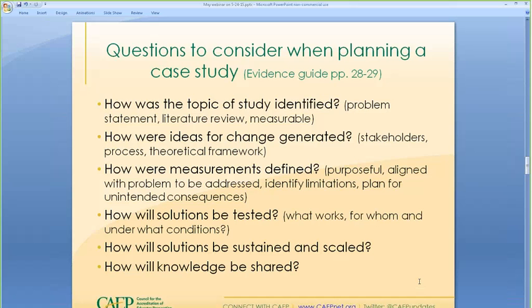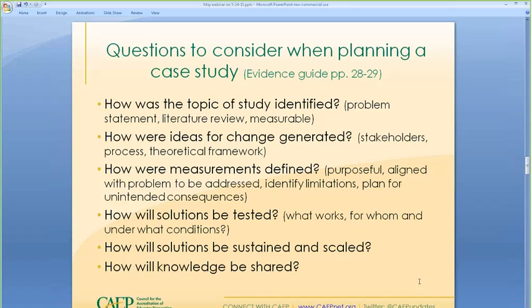Next, CAPE is going to look at how these solutions will be tested. And if you remember in the definition of the case study, CAPE talked about the approaches or the solutions that you would identify. And so here you're talking about, okay, what's going to work for us? Who are we going to address? Under what conditions? Okay, to try to get at a solution to that problem of practice.